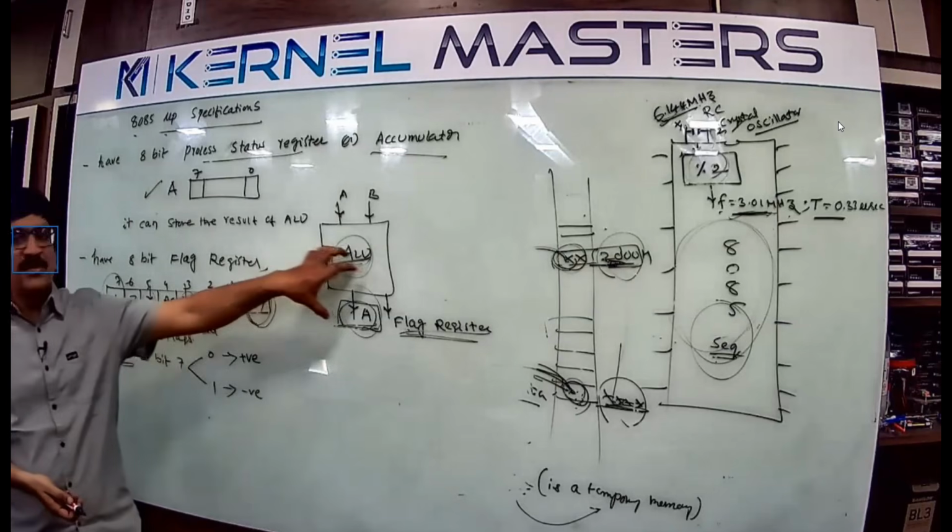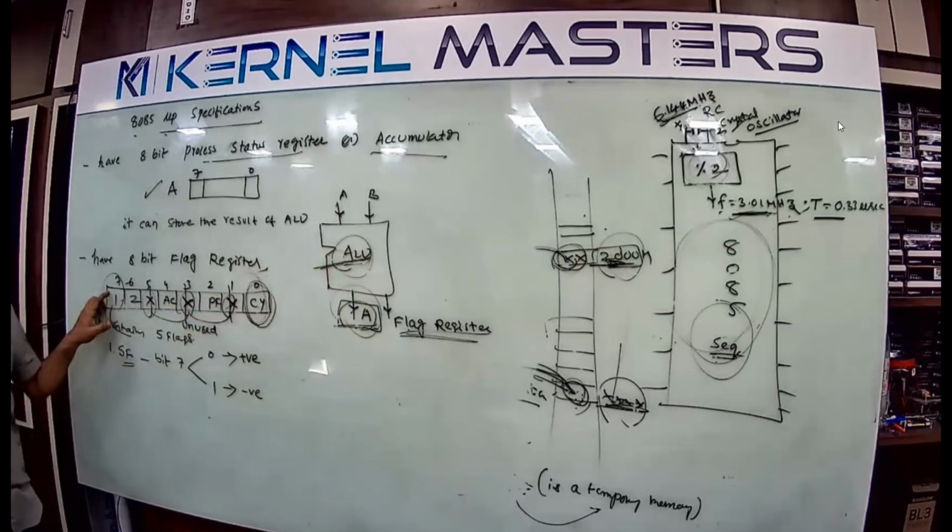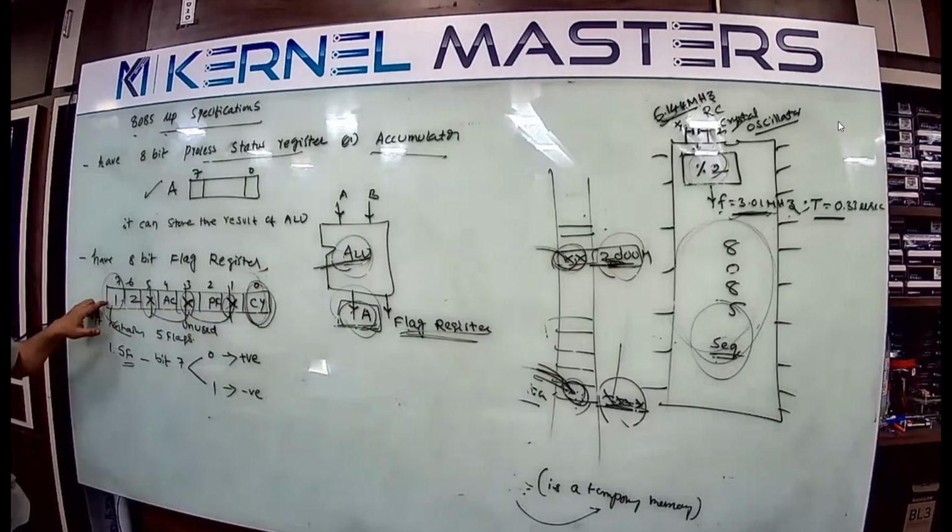After performing addition, at this MS bit position, 0 means a positive number and 1 means a negative number. That affects the result. This is the sign flag.